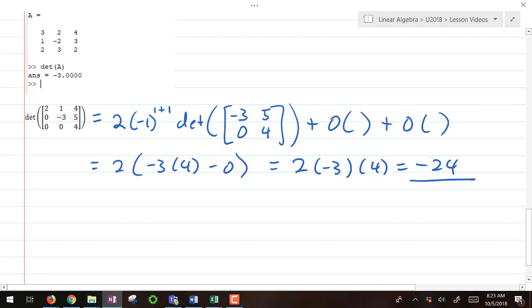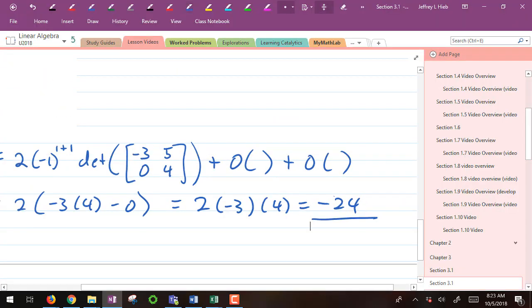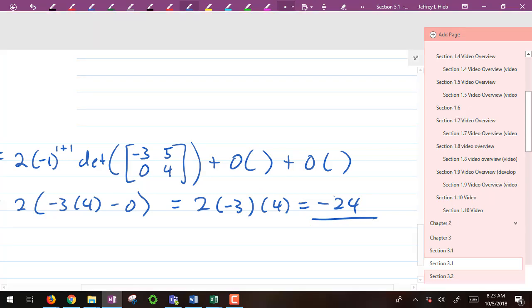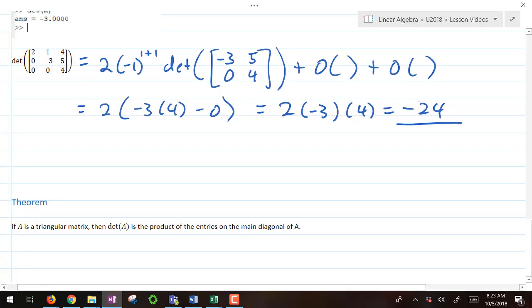You notice, if it's an upper triangular matrix, that's always going to be the case. So we have a theorem that says that if A is a triangular matrix, then the determinant of A is just the product of the entries on the main diagonal. So I could have found the determinant of that matrix by just doing 2 times minus 3 times 4, because I know that it's an upper triangular matrix.